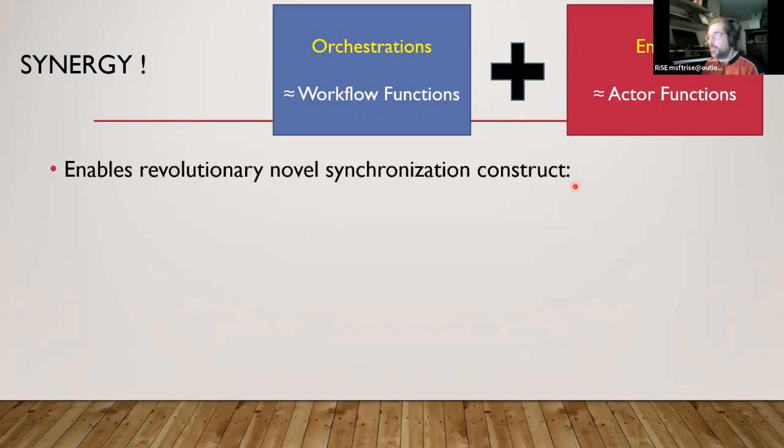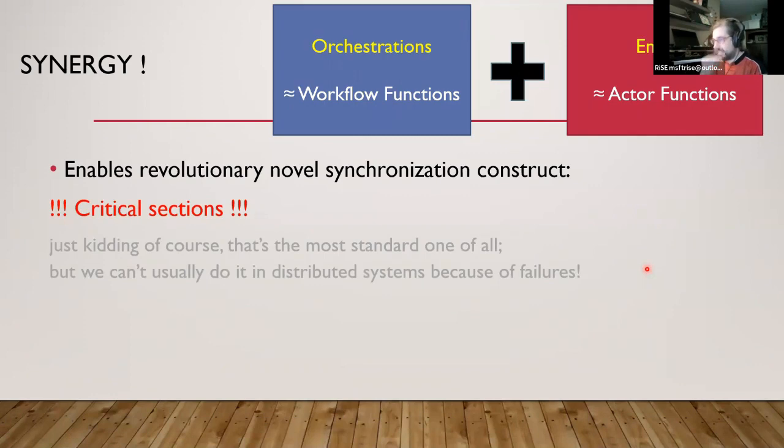As I mentioned earlier, we now have the opportunity to do something that was not possible before, which is critical sections. And of course, I'm kidding here because this is the most basic synchronization primitive that people use when they program on a single machine. But it's also not one that you get in a distributed system usually for a very simple reason. It's because of the failures. So critical sections don't really work if someone has a lock and fails. So that's really why they're not commonly used.